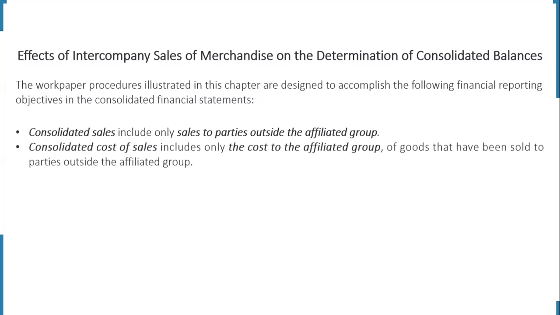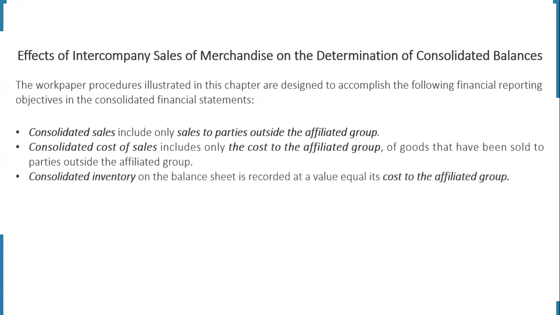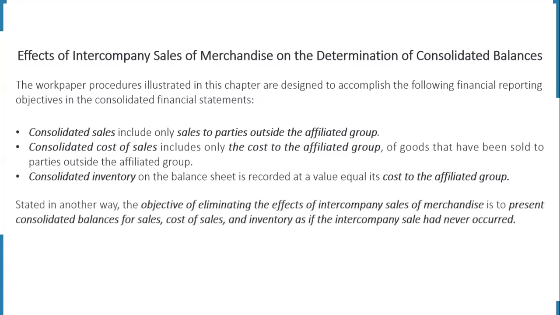Consolidated cost of sales includes only the cost to the affiliated group of goods that have been sold to parties outside the affiliated group. Consolidated inventory on the balance sheet is recorded at a value equal to its cost to the affiliated group. Stated in another way, the objective of eliminating the effects of intercompany sales of merchandise is to present consolidated balances for sales, cost of sales, and inventory as if the intercompany sale had never occurred.